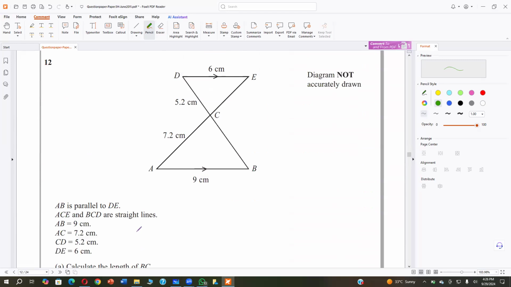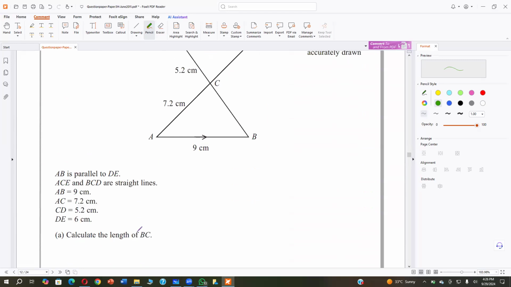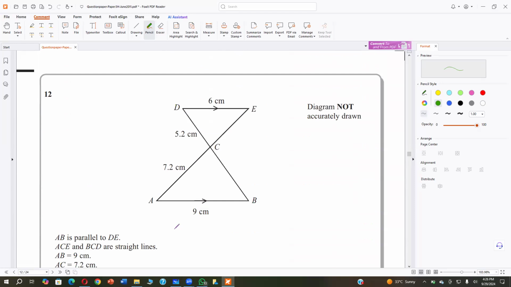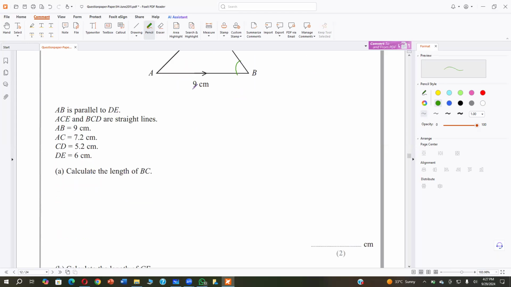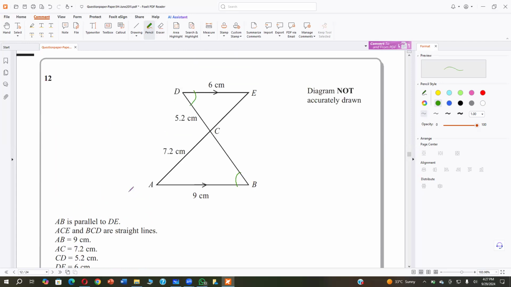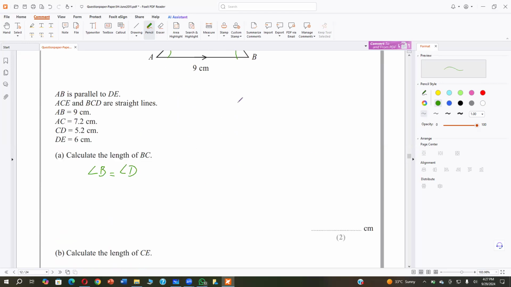Now look at number 12. Calculate the length of BC. It looks to be a question on similar triangles. Let us mark the common angles. This angle will be equal to this. Angle B is equal to angle D, and angle A will be equal to angle C.